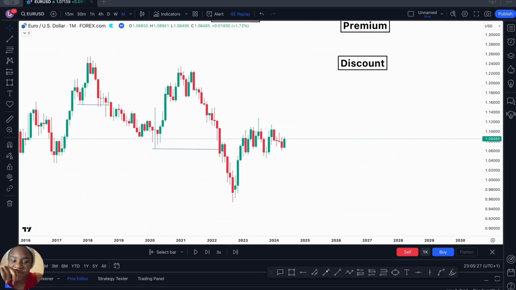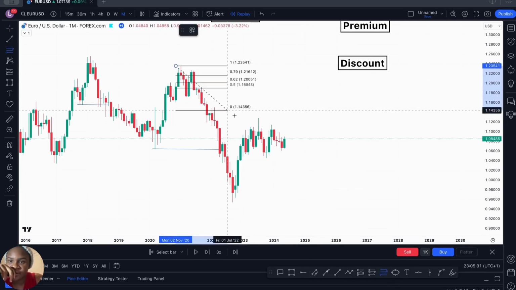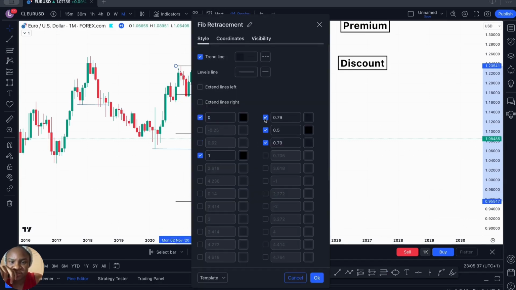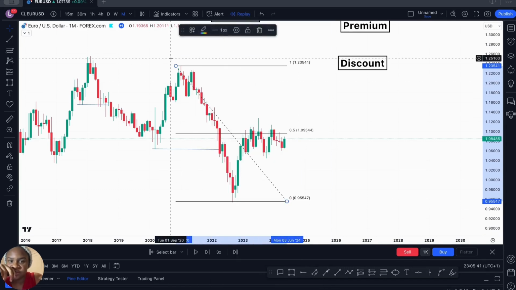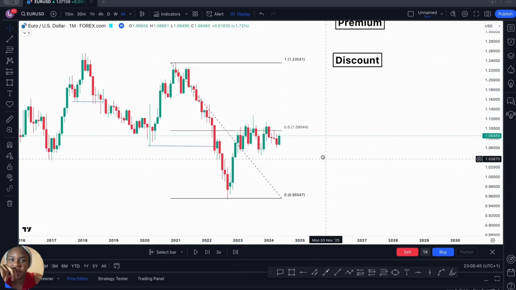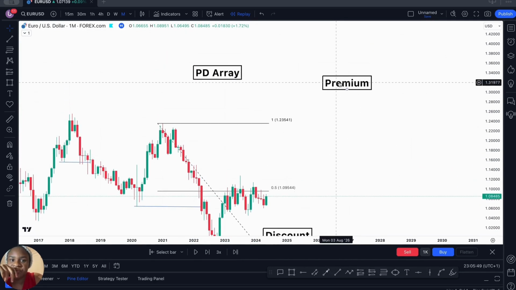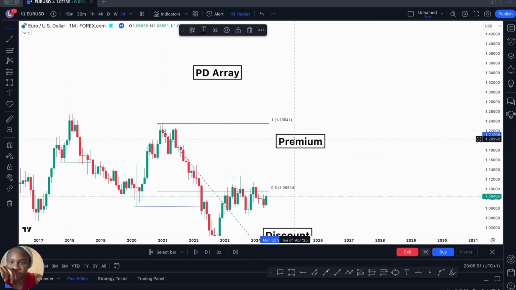Now, I'll take my Fibonacci, which has already been set for me, from the high to the low. Oh, I did that. Let me cancel this for you so you can see it, because what I will need on my Fibonacci is just 0, 0.5, 1, and 0. I would bring this down as my discount, and I'll bring this up here as my premium. Now it is on a bearish momentum.